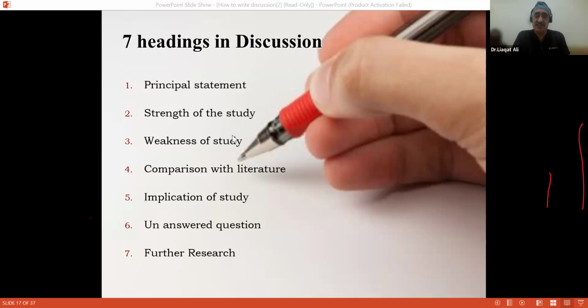Second is the strength of the study. Third is the weaknesses of the study. Fourth is comparison with the literature. Fifth is the implication of the study. Sixth is unanswered questions. And seventh is further research.